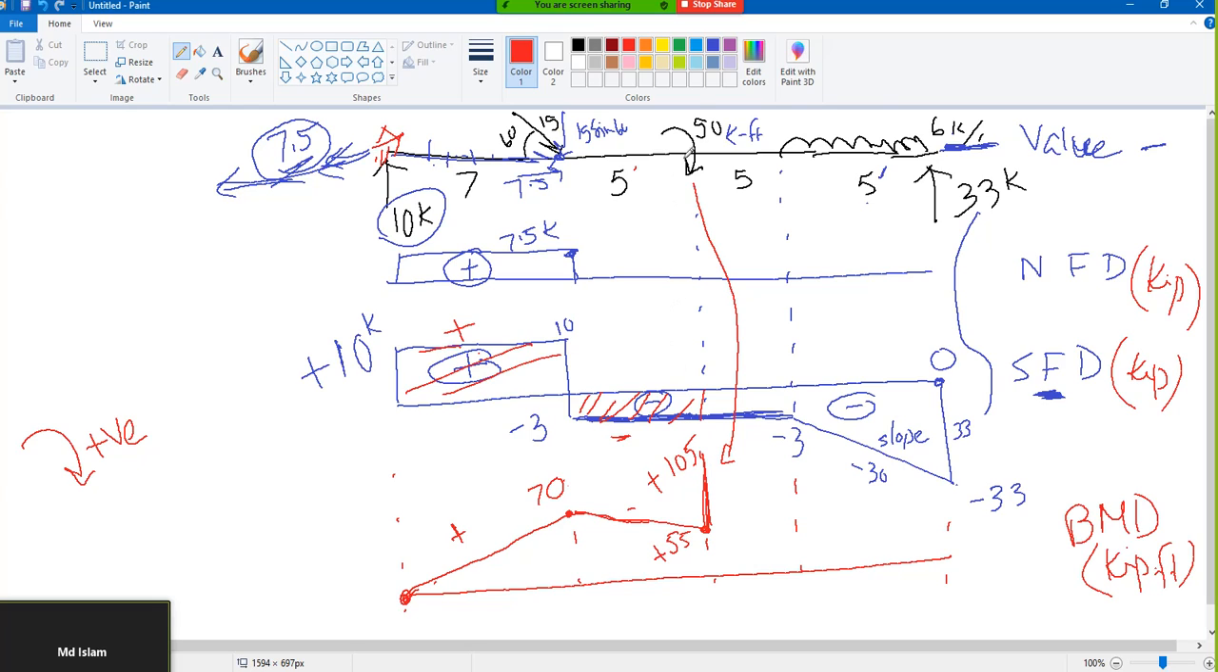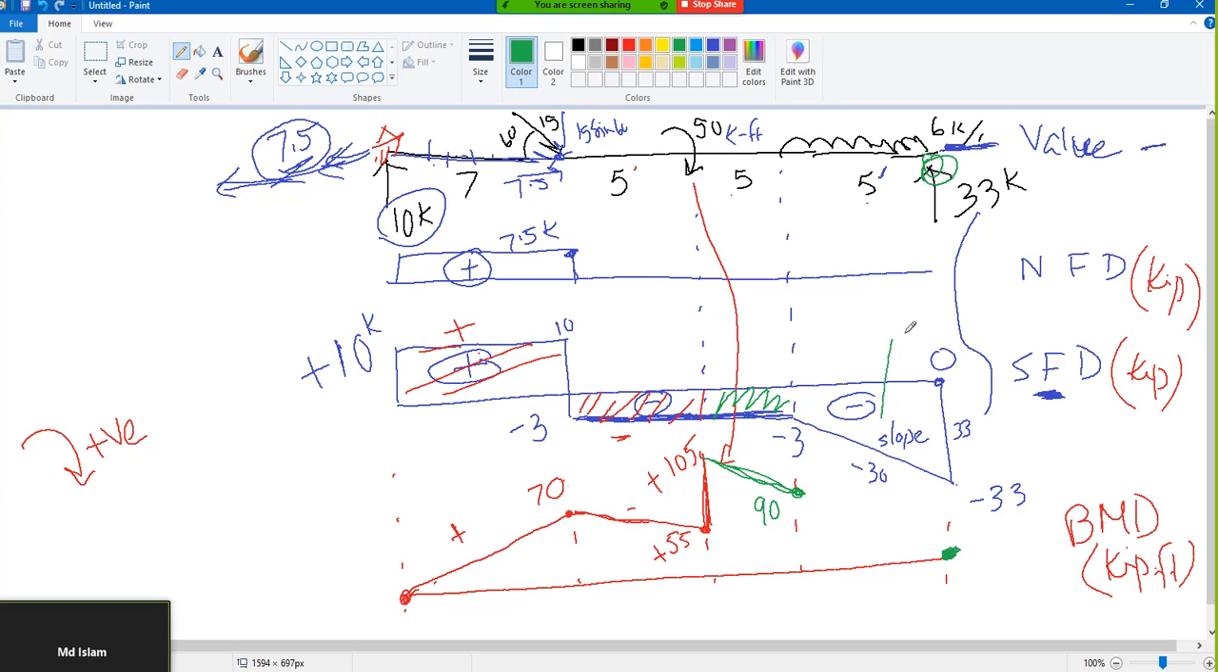Next, what is the next step? Next step is I will change my color. Then this area, how much is this area? Minus 15. Why minus 15? Because it's minus 3 and 5 feet. So minus 15. So I'll come gradually to here, and that will be 90. Then I will come here to the end. At the end, moment is 0. How do I know? It was a roller support. If you remember, there's a roller support here. So moment here is 0. So the area of this portion will be 90.